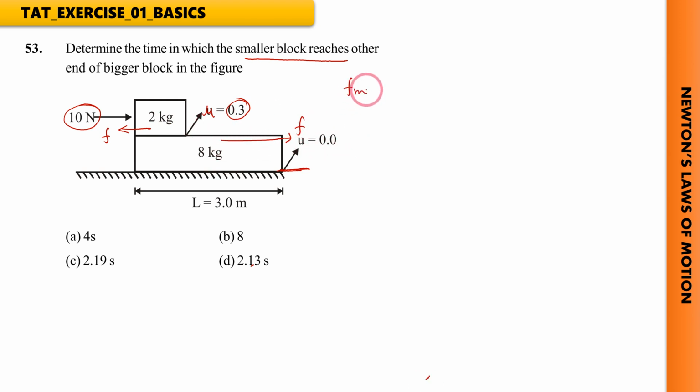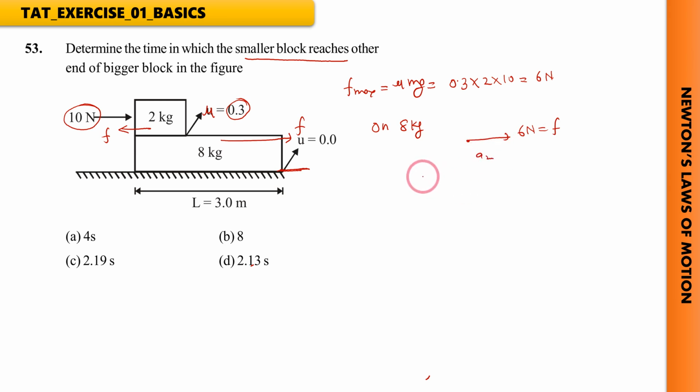How much is the maximum friction? It is mu into mg, so 0.3 into 2 into 10, and we get 6 Newton, right? Now because there would be slipping between the two blocks, otherwise the 2 kg block will not fall, we can find the acceleration of the two blocks separately. On the 8 kg block, friction is acting 6 Newton in the right direction, and it will have an acceleration a2.